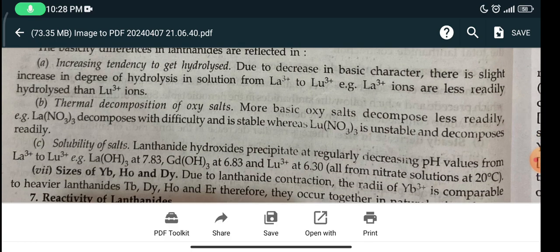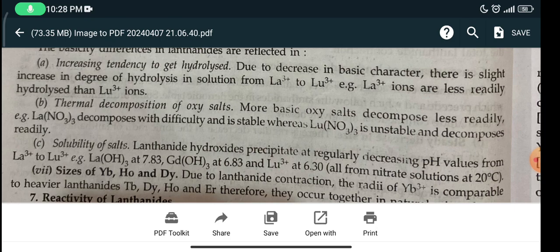Thermal decomposition of oxysalts. More basic oxysalts decompose less readily. LaNO33 decomposes with difficulty and is stable, whereas LuNO33 is unstable and decomposes readily.